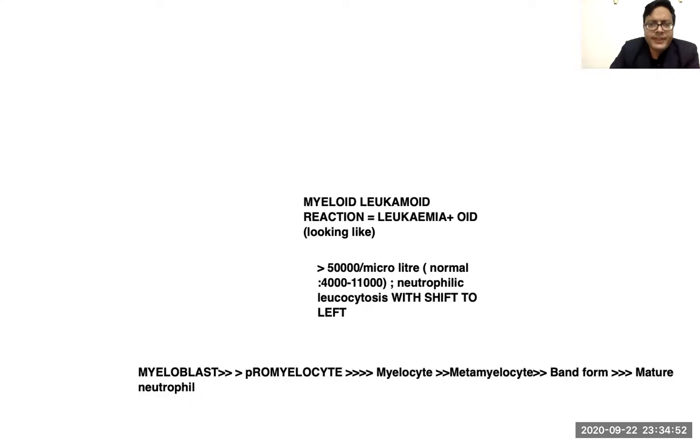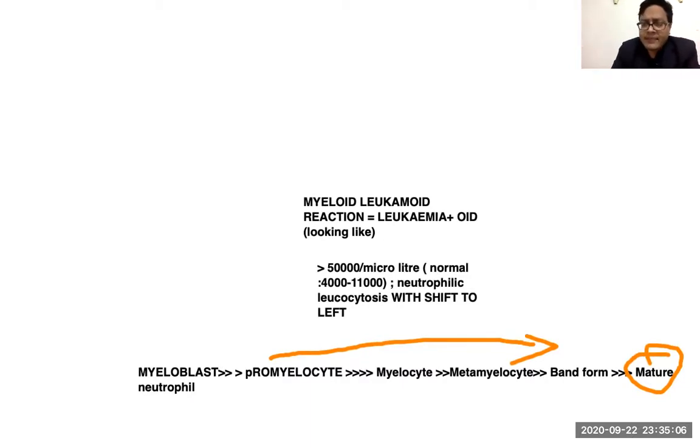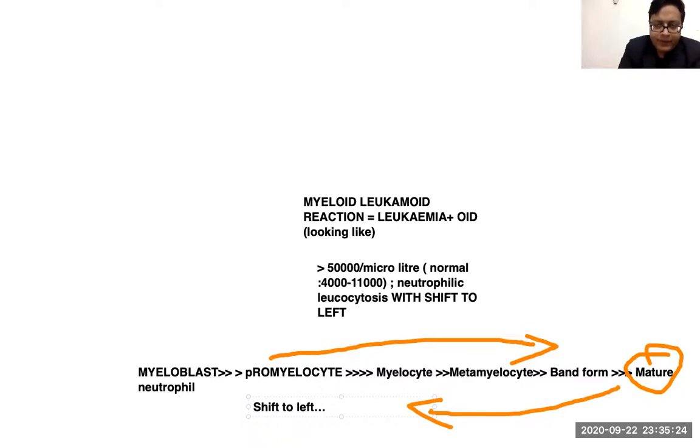Anyway, now you see if I try to show this, this series is normally shifted towards the right because we are getting mature neutrophils. But when we use the term shift to left, basically we mean that we have started to see a lot of immature cells. So whenever the term shift to left is used, it basically means an increased number of immature cells, because immature cells are on the left side of the series.